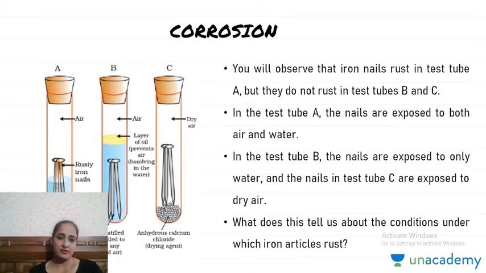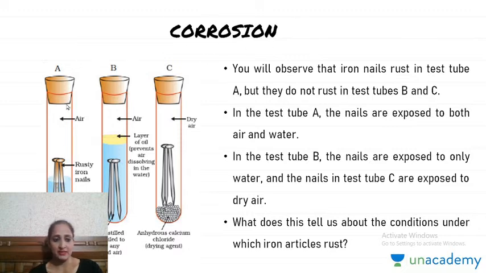So here is a setup. I said, how will we explain corrosion? So here is a setup. We took 3 test tubes. So see the difference. We put 3 iron nails in each test tube, because we want to demonstrate the process of corrosion, how corrosion happens.